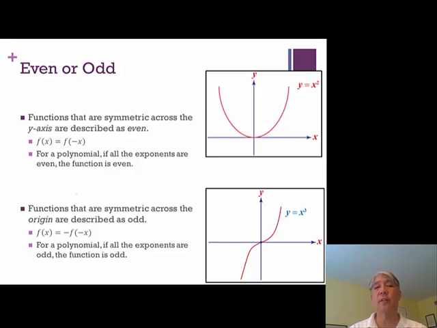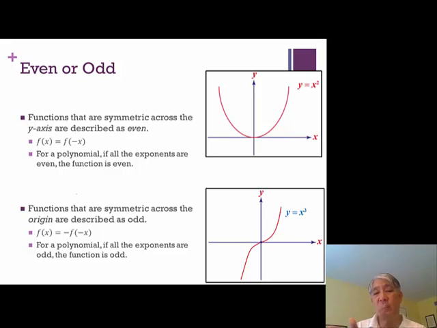The last thing I want to cover is even or odd. Functions that are symmetric across the y-axis are described as even. If I take a piece of paper and fold it along the y-axis, the two sides of the axis will just overlap each other. Mathematically, we can test to see if a function is even by testing whether f of x equals f of minus x. If my function is a polynomial and all the exponents are even, then the function would be considered even.